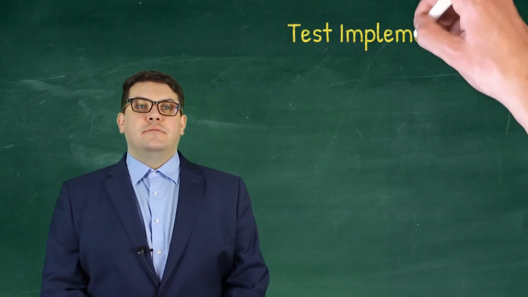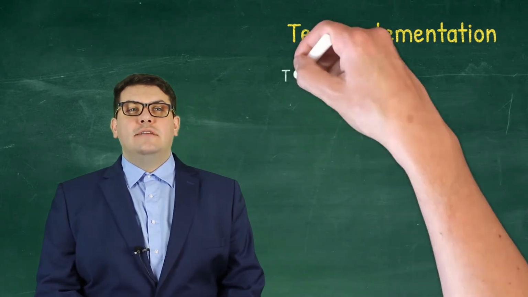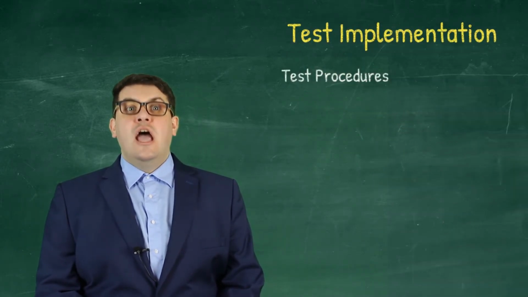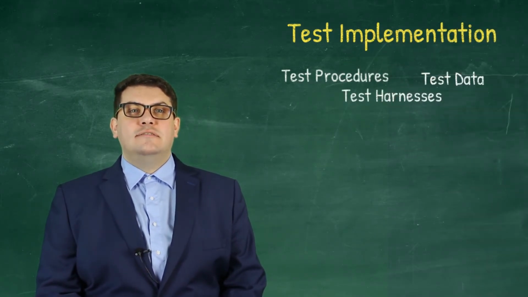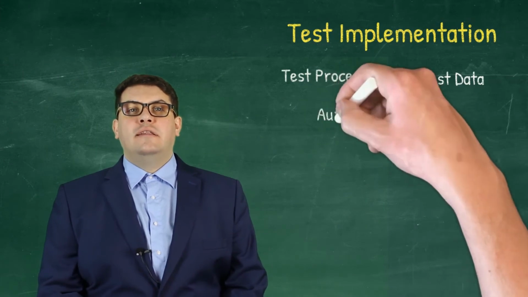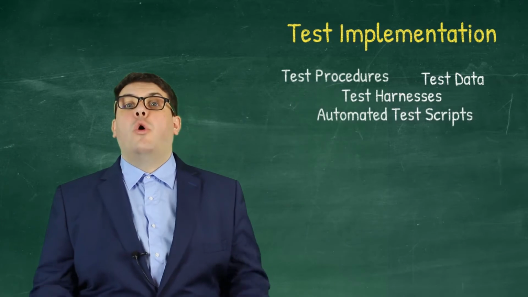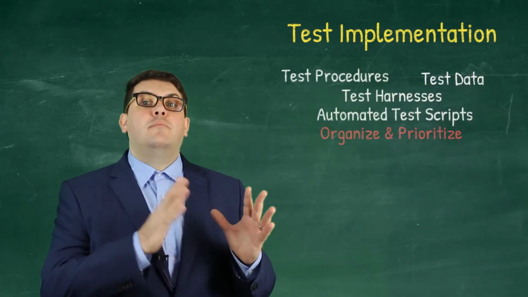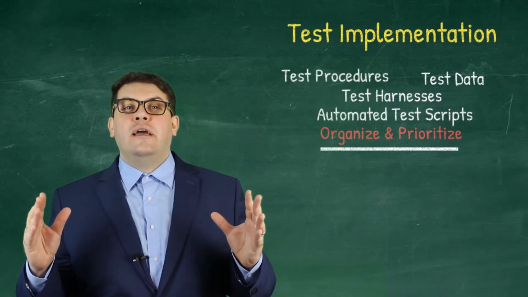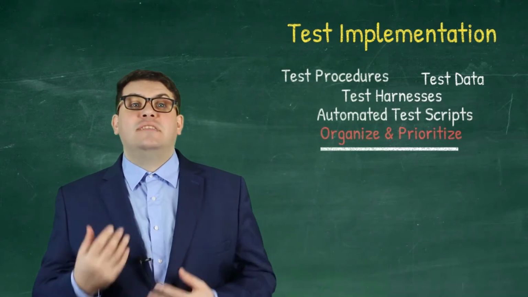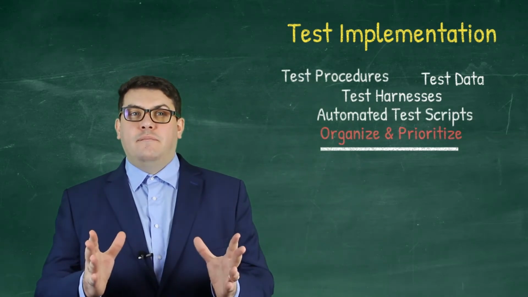Test implementation. Now, this is the process of developing and prioritizing test procedures, creating test data, and preparing the test harnesses and writing automated test scripts. Better said, this is when tests are organized and the priority of testing is put in order. This is when we actually implement those test cases, those test procedures, and the test data.